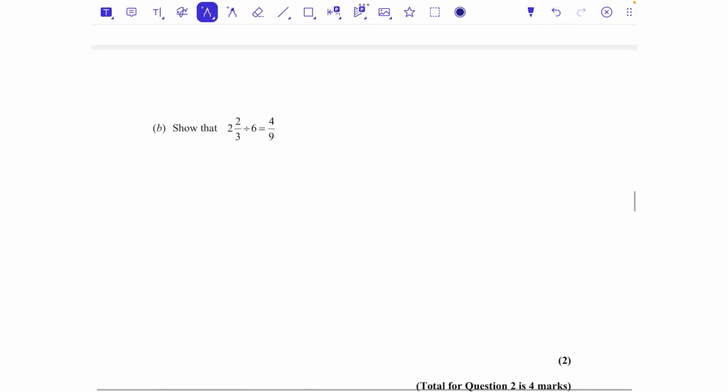Part B of this question was 2 2/3 divided by 6 equals 4/9, and it's a show that question. So on a show that, you want to do the question and show that you get the same answer. So we're going to make this 2 2/3 top heavy. Big times bottom, add on the top. So again, this is 8/3.